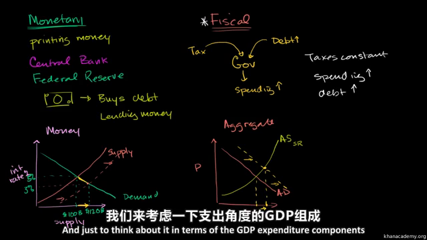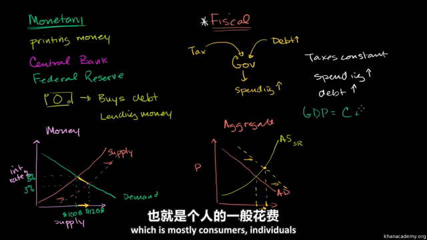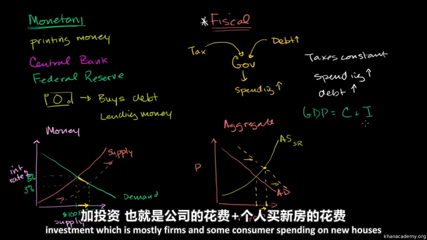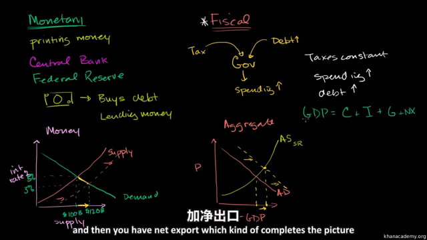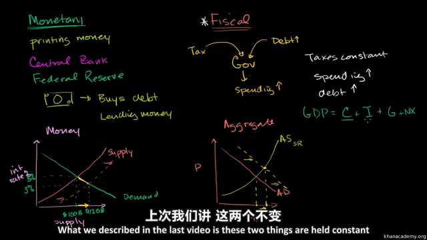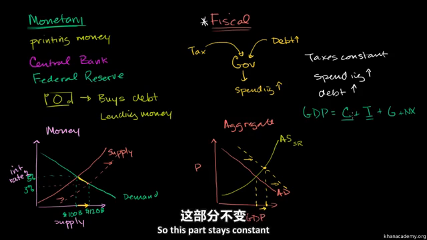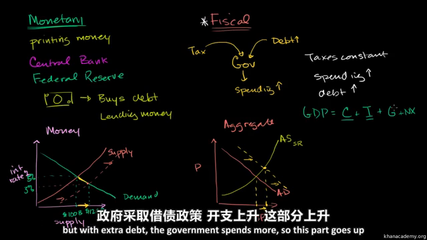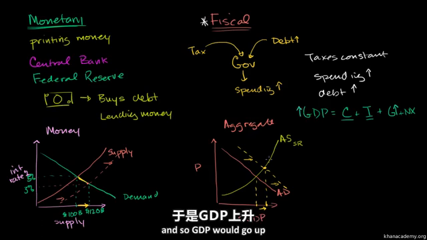And just to think about it in terms of the GDP expenditure components, we know that GDP is equal to consumption, which is mostly consumers, individuals. Investment, which is mostly firms and some consumer spending on new houses. And then you have government expenditure, and then you have net exports, which kind of completes the picture. But what we described in the last video is these two things are held constant. Taxes don't change. The government isn't fueling its expenditures with more taxes, so this part stays constant. But with the extra debt, the government spends more, so this part goes up. Everything else holds roughly constant, and so GDP would go up.